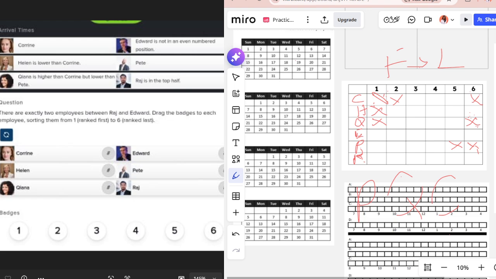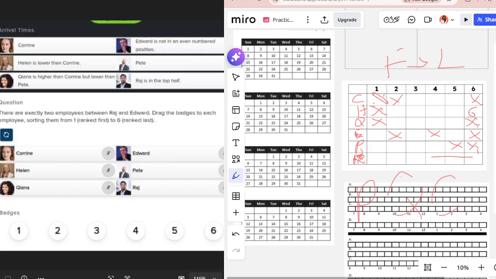Next, they said Edward is not in an even number position. Remember, this is Edward. So Edward cannot be second, Edward cannot be fourth, and Edward cannot be sixth. Okay. Pete, they didn't tell us anything. And then they said Raj is in the top half, so Raj cannot be 4, 5, 6. So we have only one person left that is available for 6. That means Eileen is number 6.